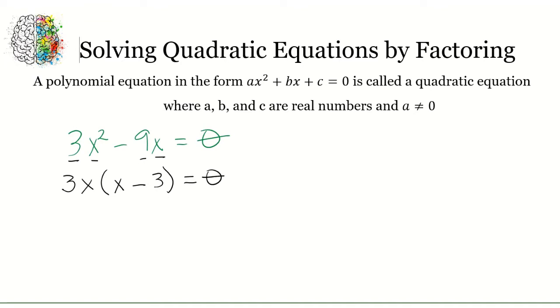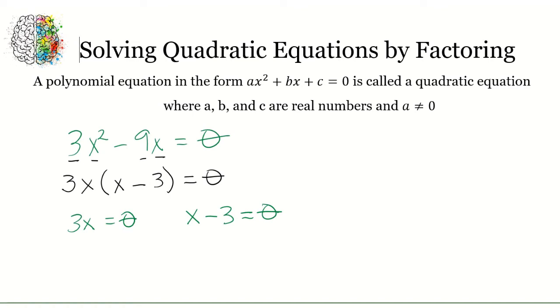Now I'm going to set each of these to 0 so that I can solve them. Because using the zero product principle, if 3x equals 0 and it's multiplied, then that's going to make my statement true, make that 0. Or if x minus 3 equals 0, then this product is going to equal 0. So I can set each of those parts equal to 0 and then solve for my variable.